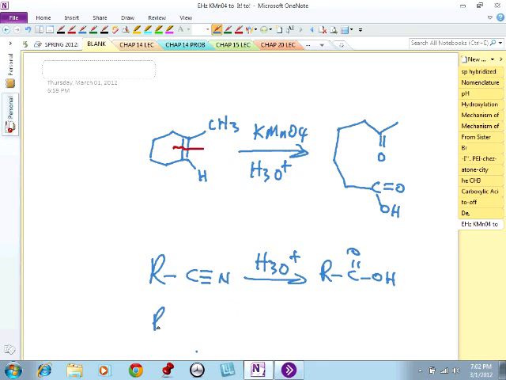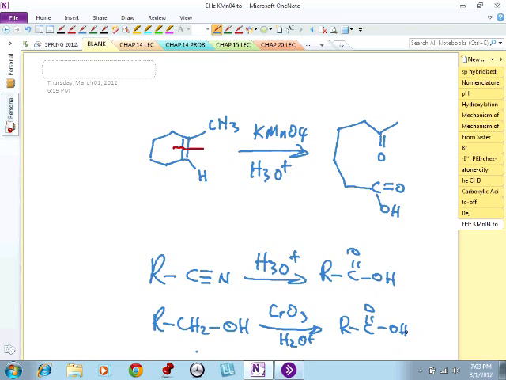You could take a primary alcohol, and what do you need for that? Chromium trioxide, right? Very good. All of this is done before, so this will be reviewed for all of you. That will give you a carboxylic acid.